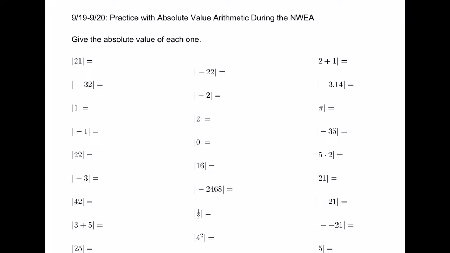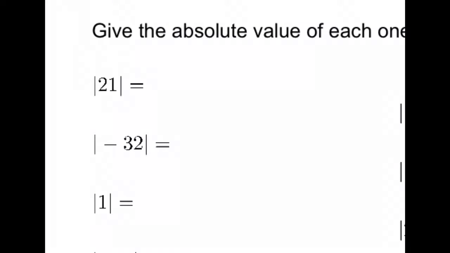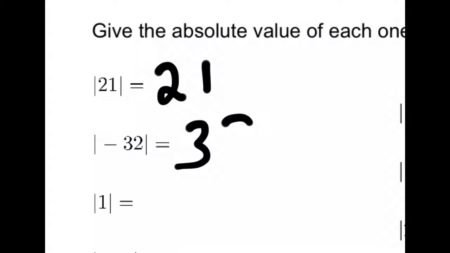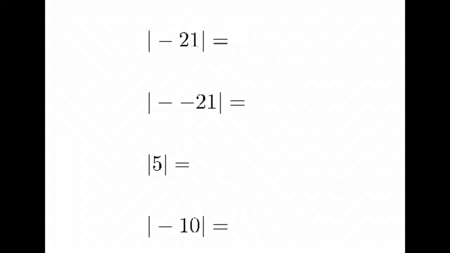So we remember that the absolute value measures the distance from 0 for a number. So for a positive number like 21, that's going to come out positive, as well as for a negative number like negative 32, that's going to come out positive. Of course, for something like 0, which is neither positive nor negative, it stays 0. And we do resolve the order of operations within absolute value brackets before we take the absolute value.